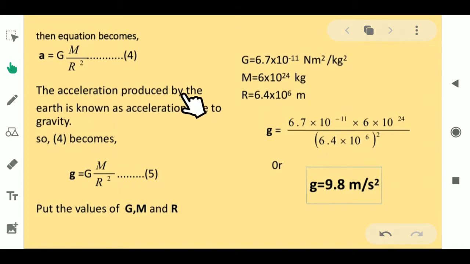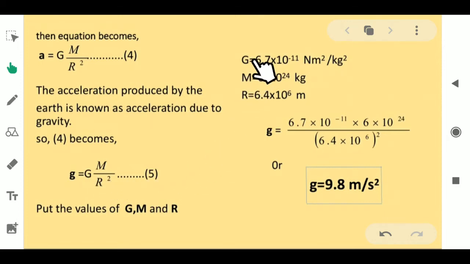The acceleration produced by the earth is known as acceleration due to gravity. So equation 4 becomes g is equal to GM by r square, which can be taken as equation number 5. How does it become g here? It is what we call the normal acceleration, but here it is acceleration due to gravity. Therefore we just replace this a by g, small g. Small g is equal to GM by r square. Then put the values of universal gravitational constant, mass of earth and radius of earth, means substitute all these values in this particular equation.